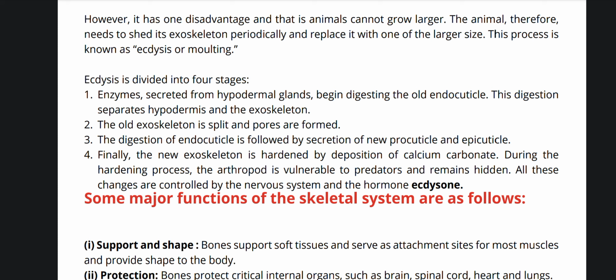Finally, the new exoskeleton is hardened by the deposition of calcium carbonate, and during the hardening process, the arthropod is vulnerable to predators and remains hidden. All of these changes are controlled by the nervous system and the hormone acetylcholine.